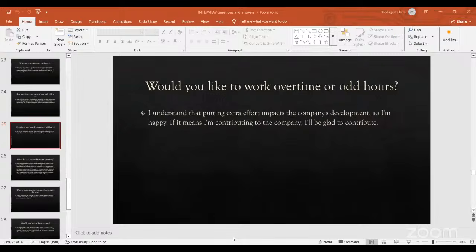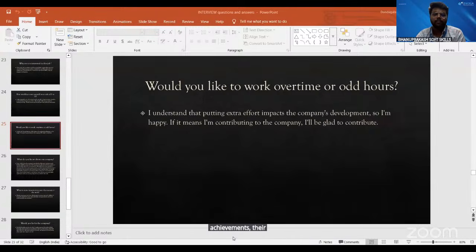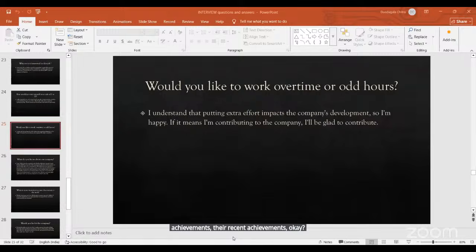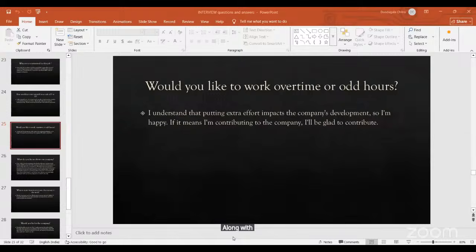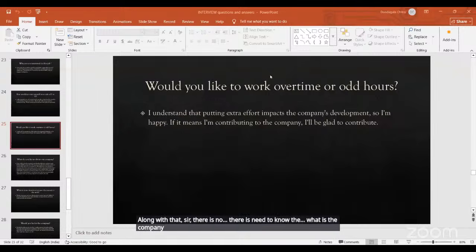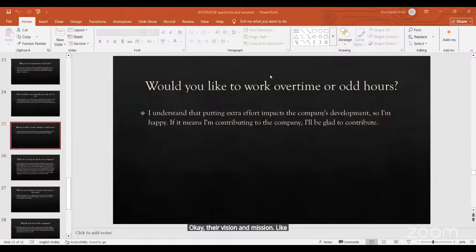Yes, sir. We have to know about the achievements also, sir. Achievements, their recent achievements. Okay. And we need to know about the clients, whether they are from foreign or from India. Okay. Like business to business or business to customer. Along with that, sir, there is a need to know the company goals and achievements. Okay. Their vision and mission, like goals, future goals. Also know the net profits of the company.